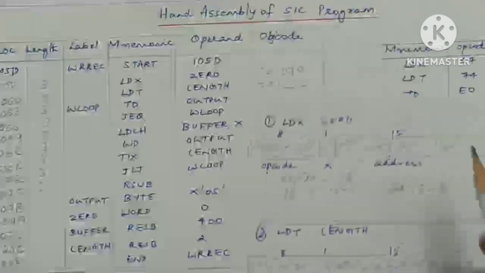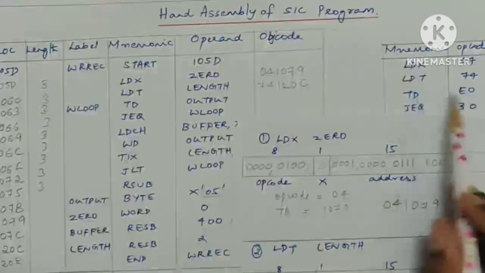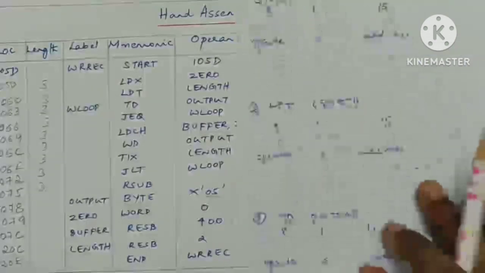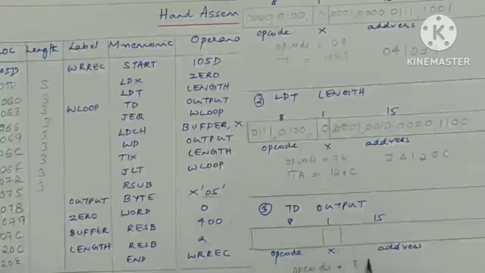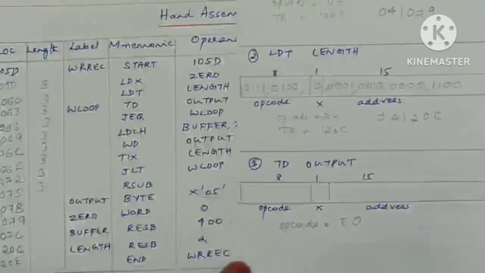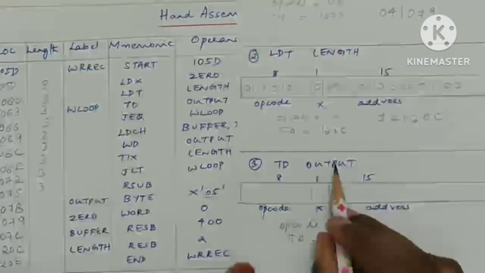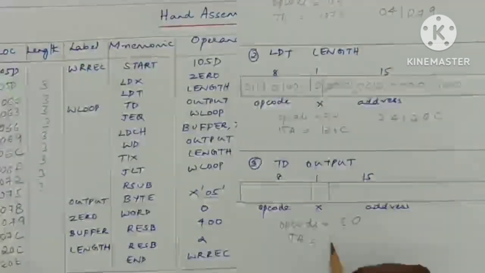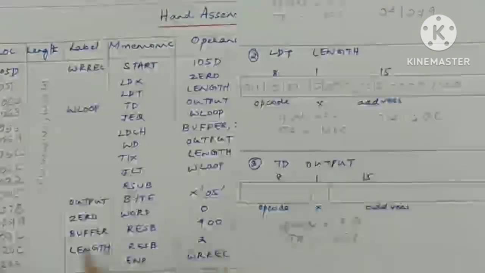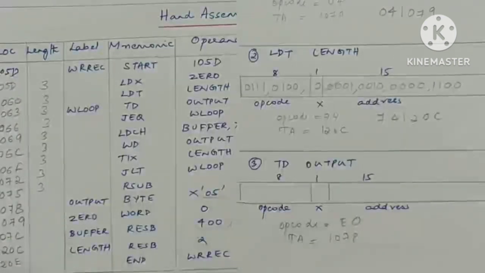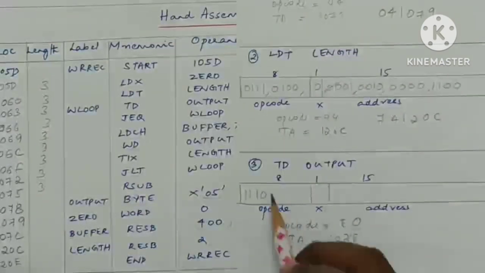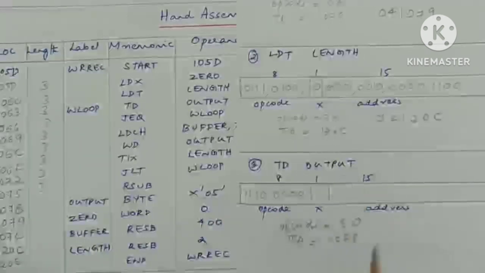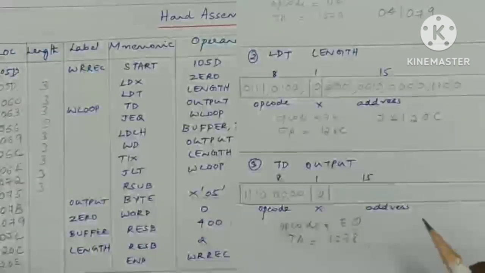Okay, now let us look at one more instruction, TD output. The opcode given for TD is E0, so the opcode value is E0. And what is the target address? The target address is 1078; output points to 1078. Now all you need to do is convert this into binary. So E is 1110 followed by 0. Now again it's not indexed addressing mode, so this would be a 0.